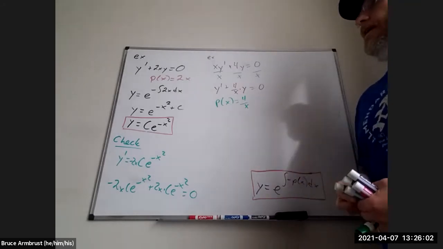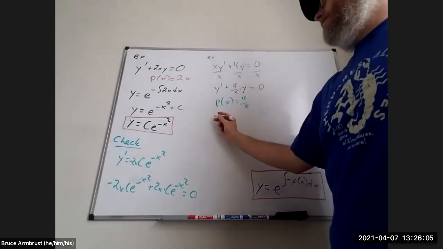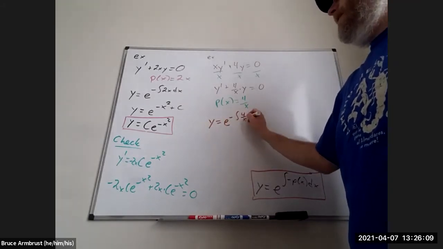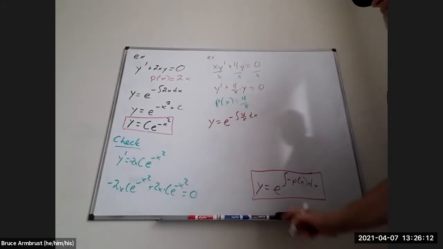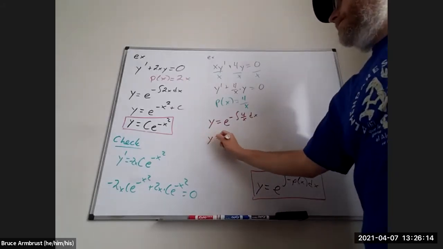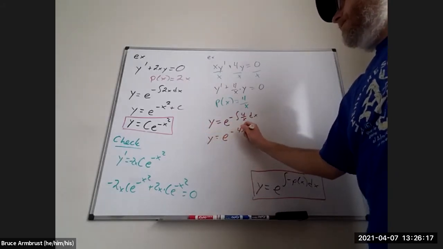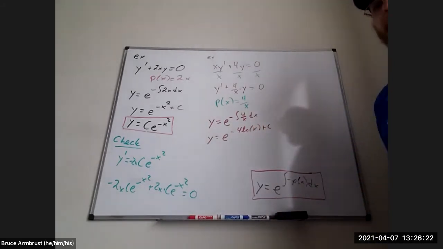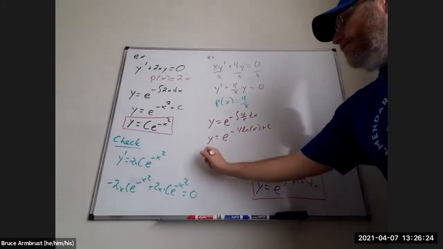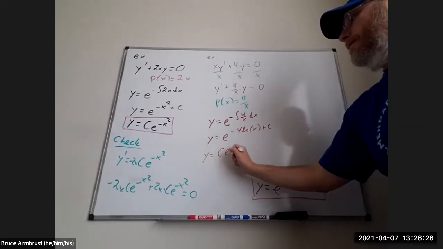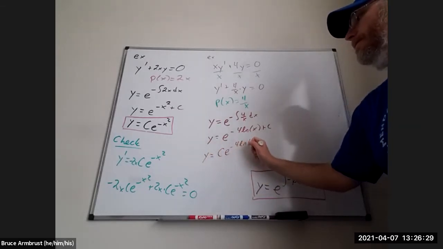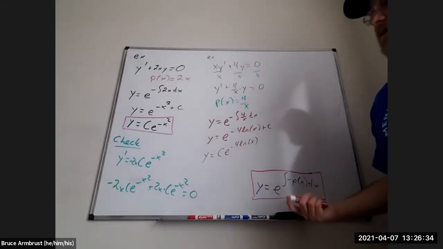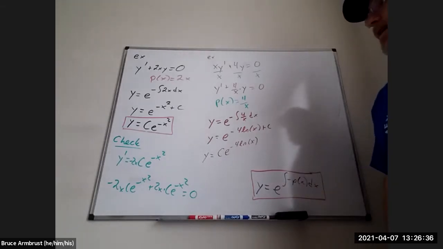All right, but now that we're there, let's get our answer. So y is going to equal e to the negative integral of 4 over x. 4 over x, that's 4 natural log of x plus c. I can bring that c out front. So we have y equals c times e to the minus 4 natural log of x.